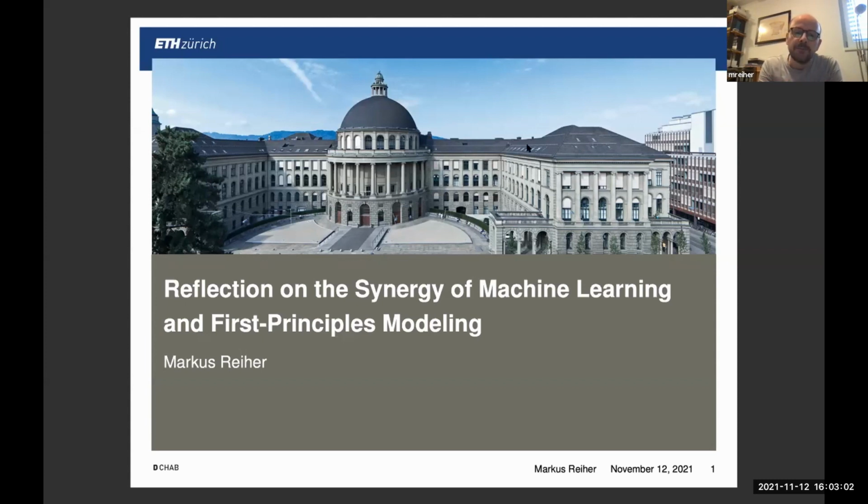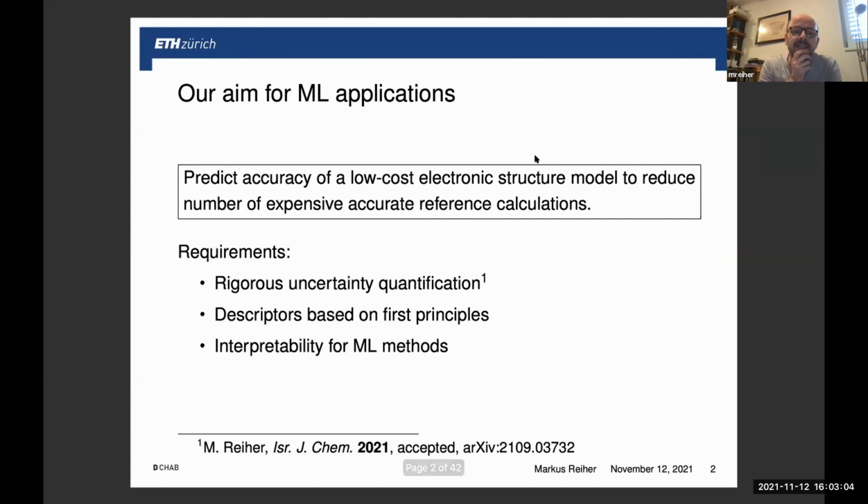To give you a better idea of what this will be all about, what I have been concerned with in the past years is the question of how accurate quantum chemical calculations are for a given purpose, not at some benchmark set, but for the purpose that you are using them for. And in order to figure that out, you will need rigorous uncertainty quantification.